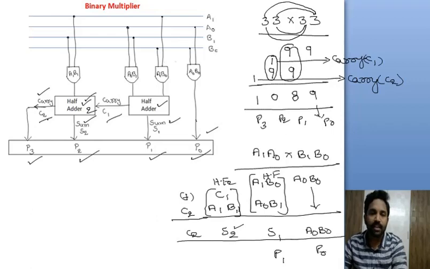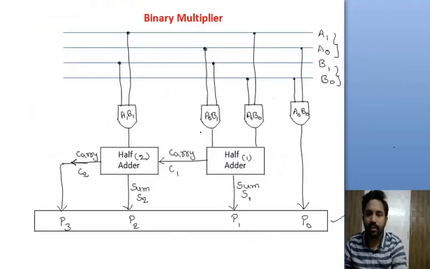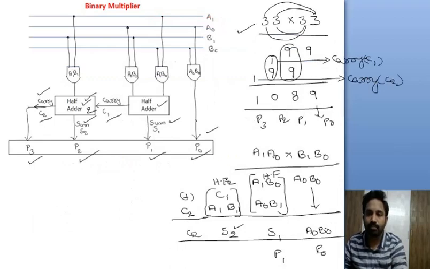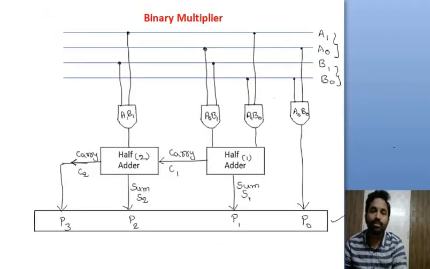So hope you understand. This is the binary multiplier design. I think with the help of these two examples, you can easily understand. So this is the way we need to design the binary multiplier.